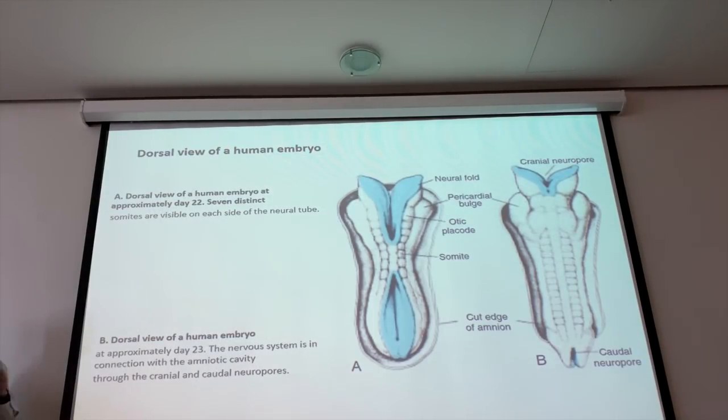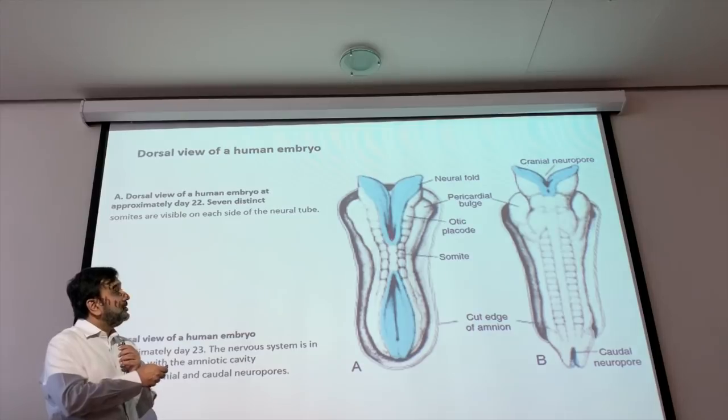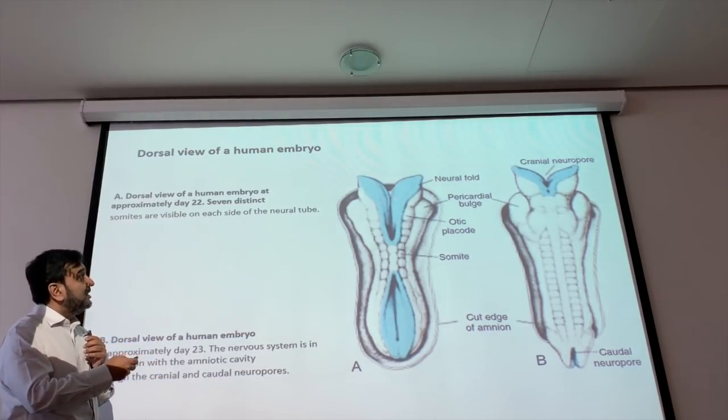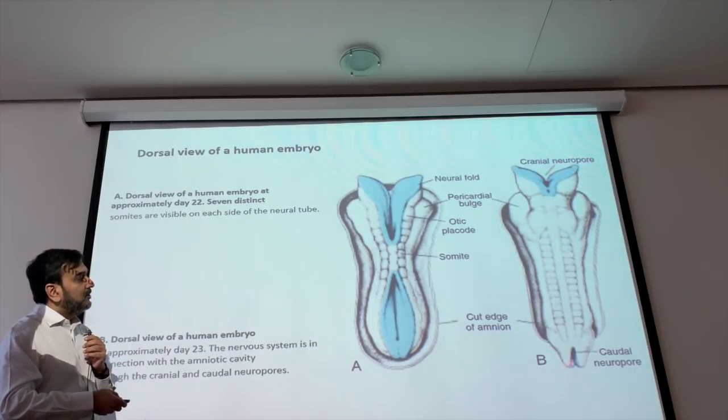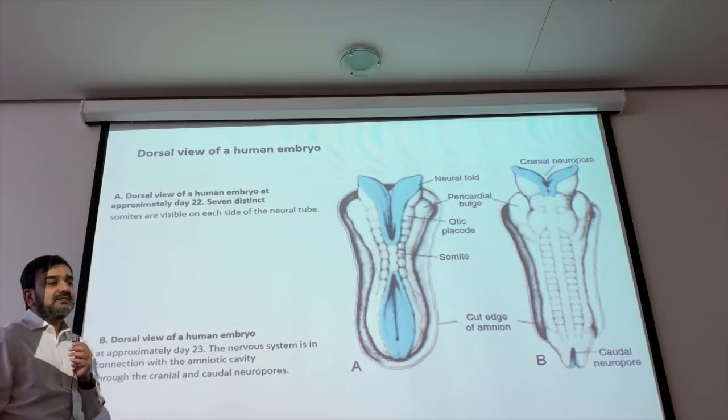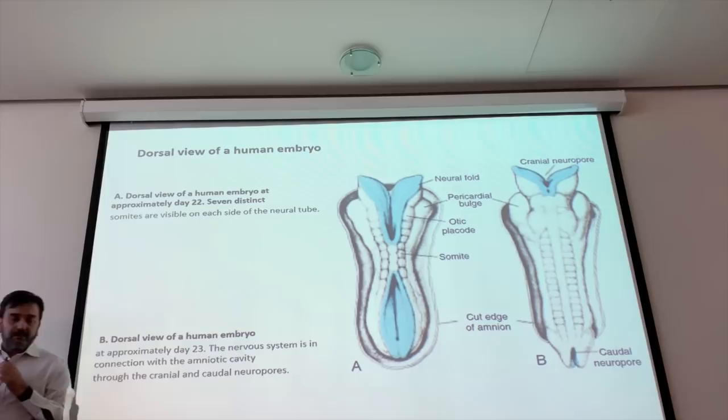You can see it here. This is the neural tube forming. Initially you have, this is the cranial neuropore and the caudal neuropore. This is also, you can see the cranial neuropore and the caudal neuropore, and then they are going to fuse, giving rise to a single neural tube.